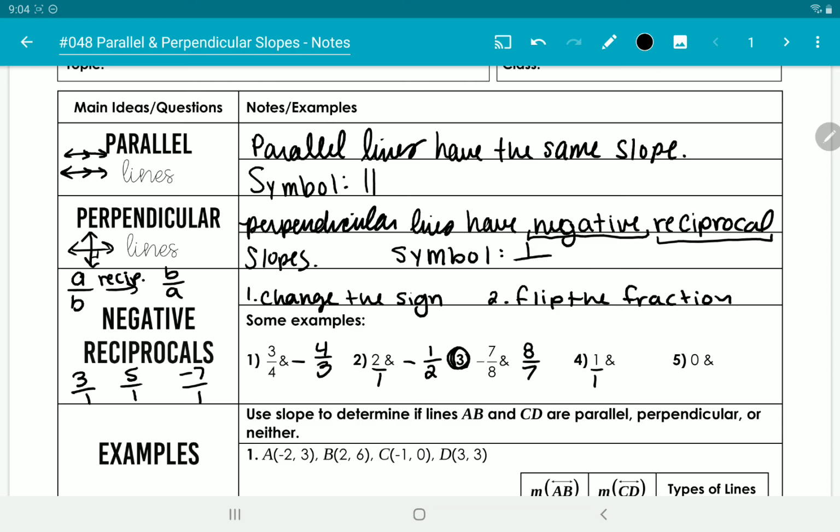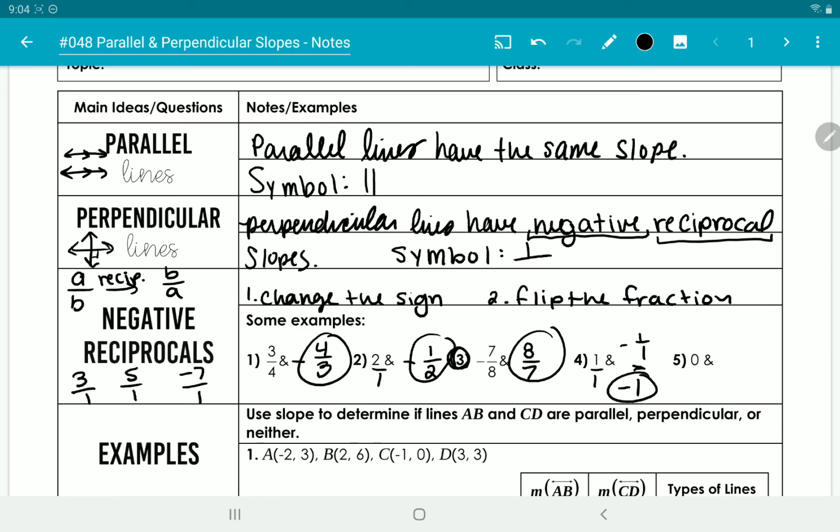Positive 1 is going to be 1 over 1. Okay, if we change the sign first, negative, and then 1 over 1 is just going to be the same as 1 over 1, which is negative 1. Okay, so negative 1 is going to be the negative reciprocal of that one.